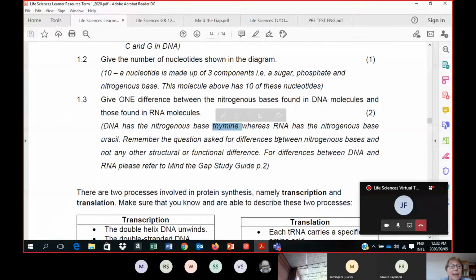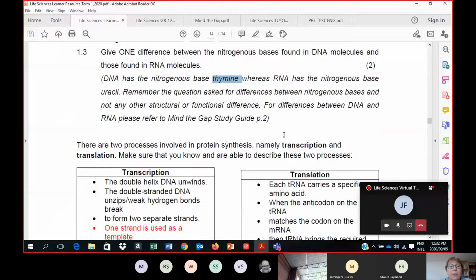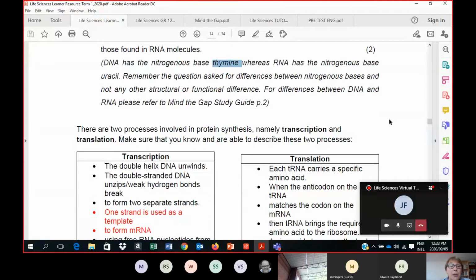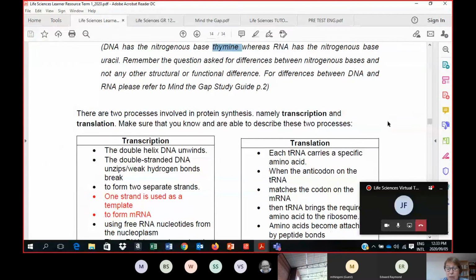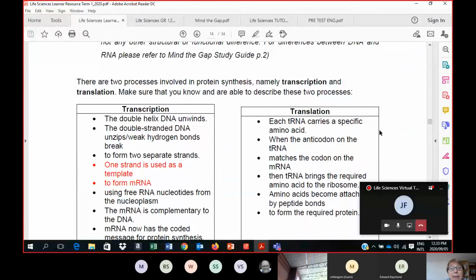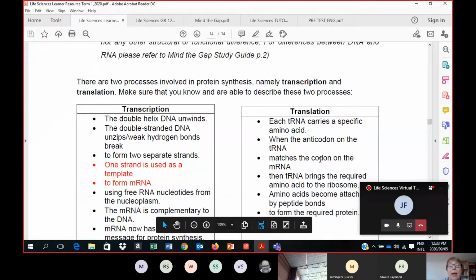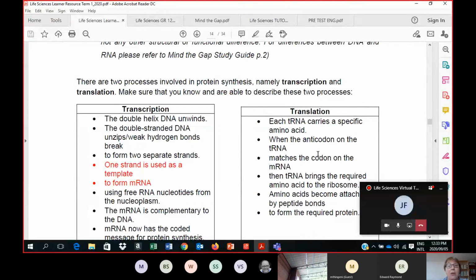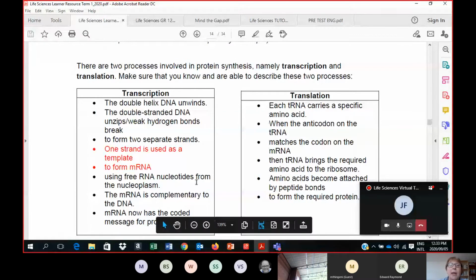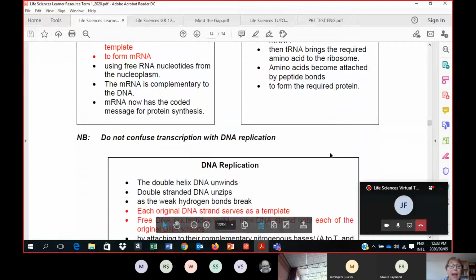Right. Then it says there are 2 processes involved in protein synthesis, namely transcription and translation. And there in your learner resource, they've got a very nice explanation of transcription and translation, and it is also in your examination guideline, and you obviously need to know this very well. I'm not going to go over it because it's going to be in the little video that I'm going to show you.